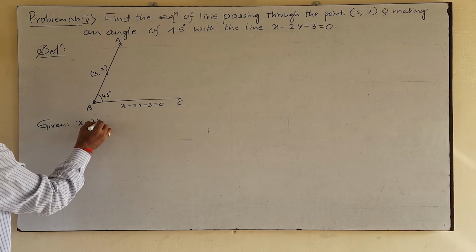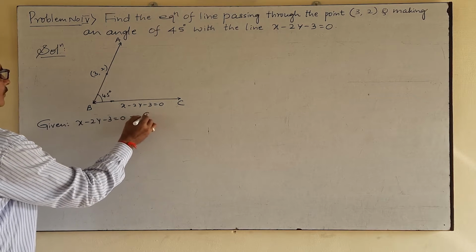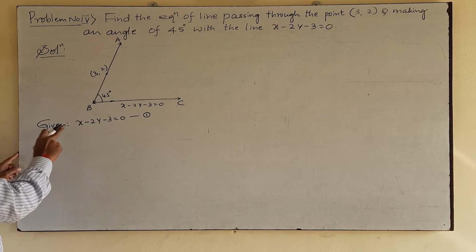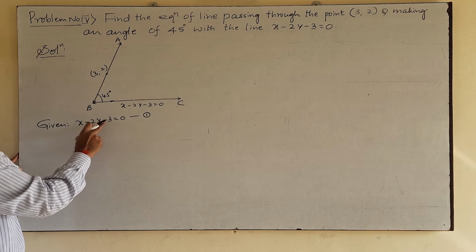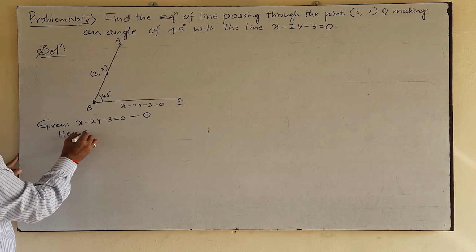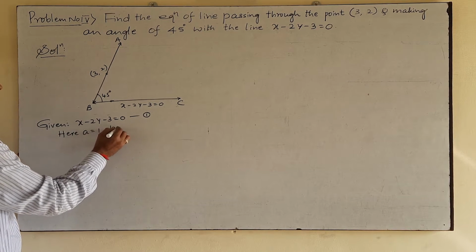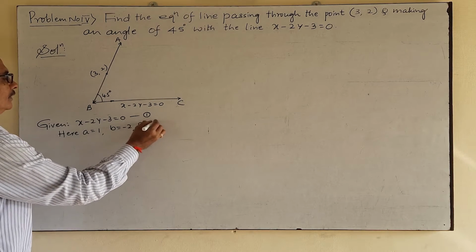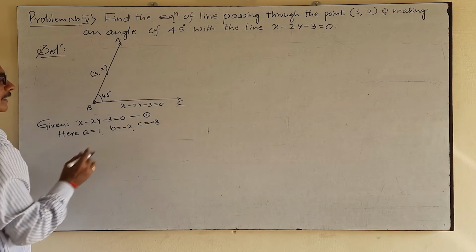Given x minus 2y minus 3 is equal to 0. Clearly it is in the form ax plus by plus c is equal to 0. Here a value, coefficient of x, is 1, b value minus 2, c value minus 3.